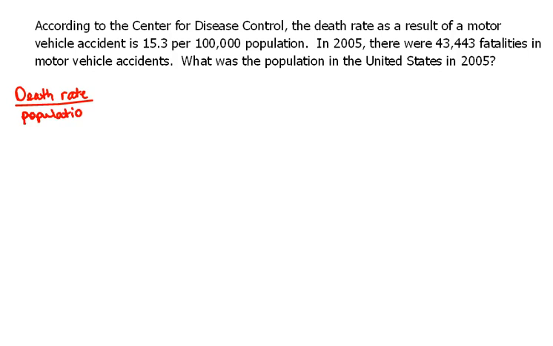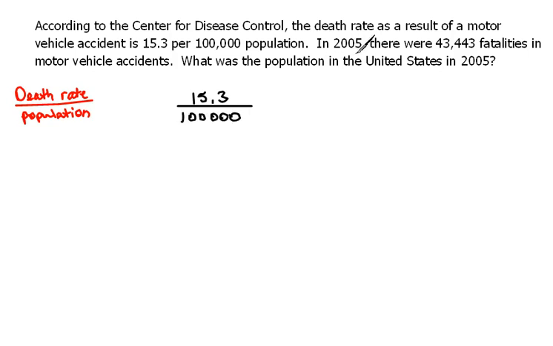So whenever we write our ratios here, or our proportions, we want to keep that in that perfect proportion. We want to keep death rate on top and population on bottom so that it'll stay in the proper ratio. Okay, so the death rate as a result of motor vehicle accidents is 15.3 per 100,000. So the death rate would be 15.3 over the population, which was 100,000.